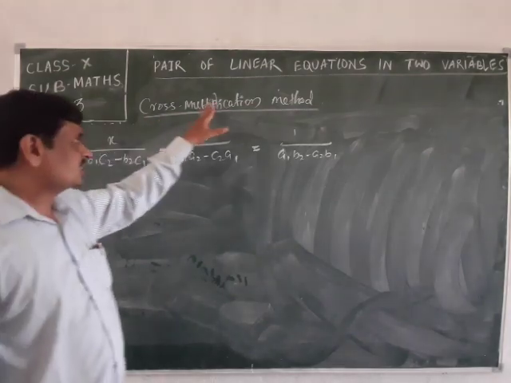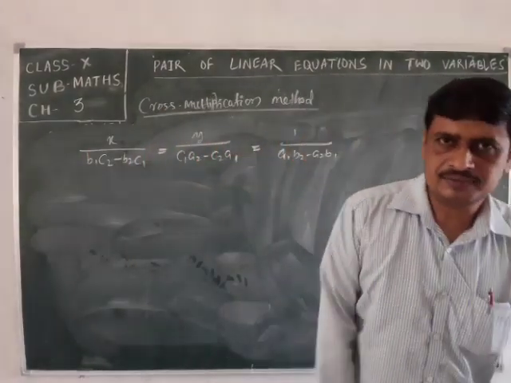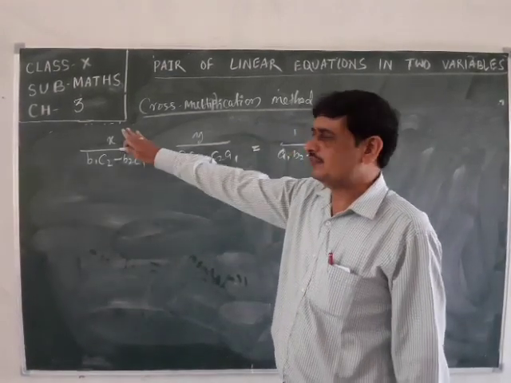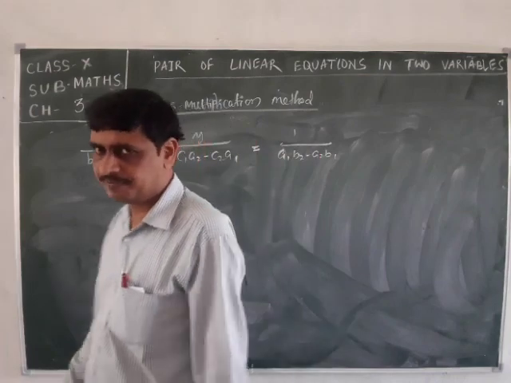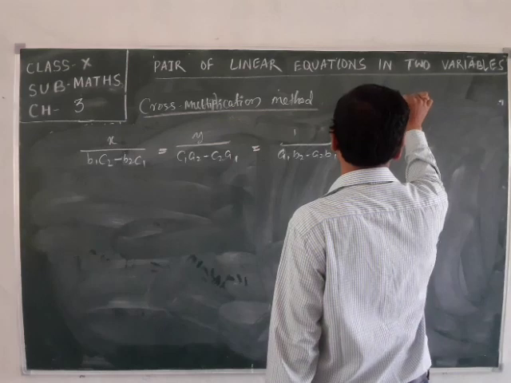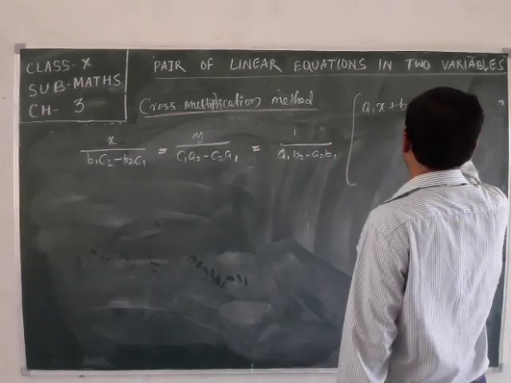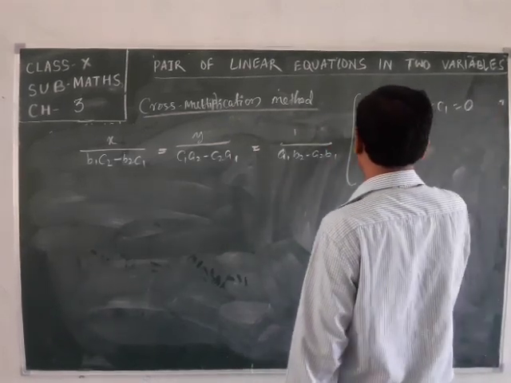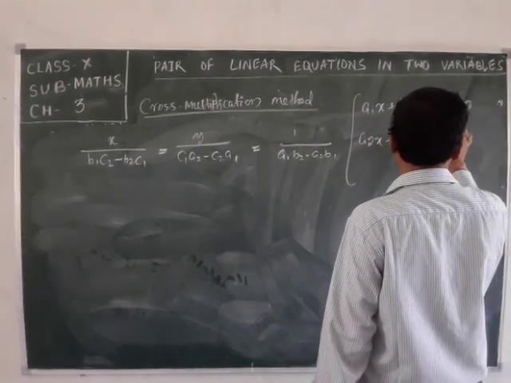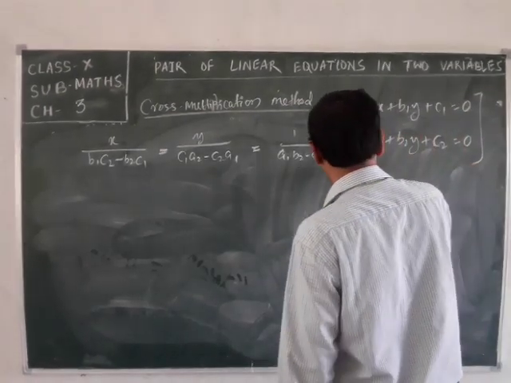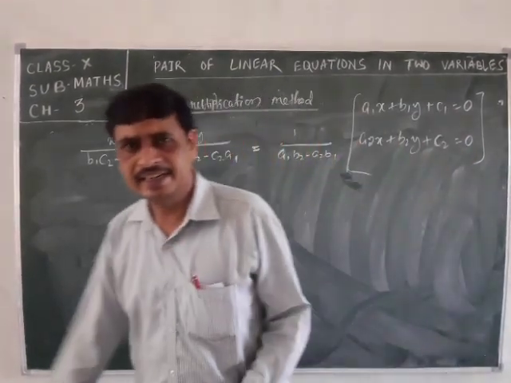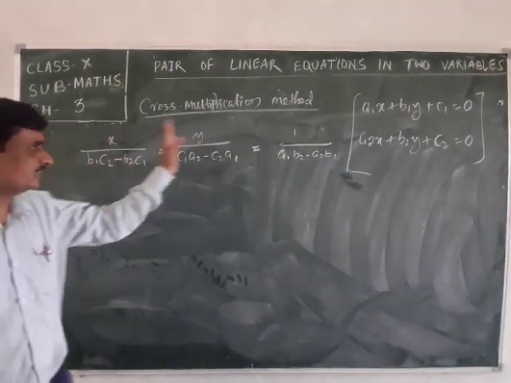Now we will discuss the cross multiplication method to solve a pair of equations with two variables. There is a relation for x, y and the constant term. In the equations a1x plus b1y plus c1 equals 0 and a2x plus b2y plus c2 equals 0, for this pair of linear equations, the relation between the coefficients and the variables is as follows.